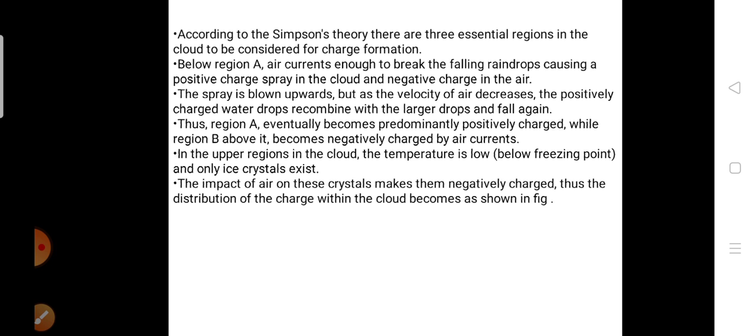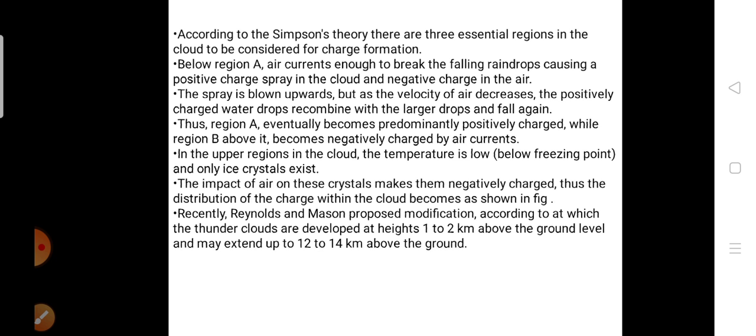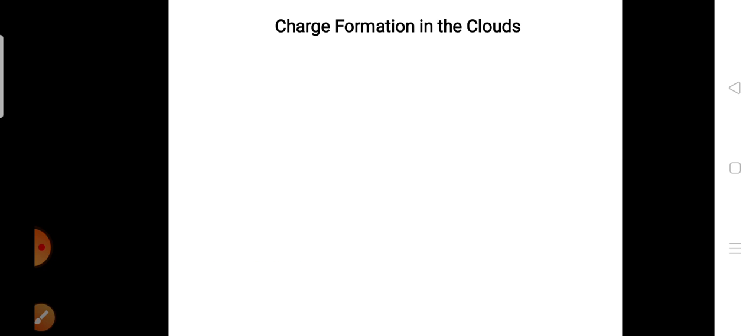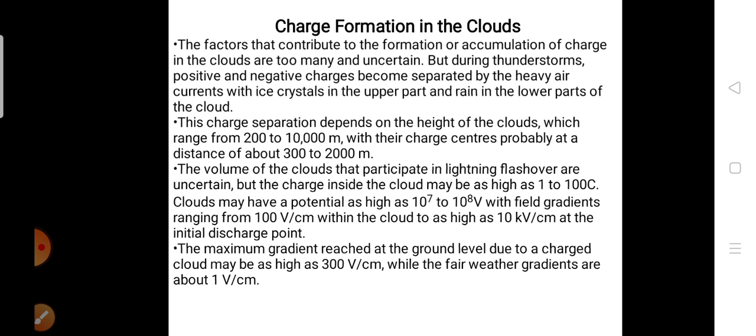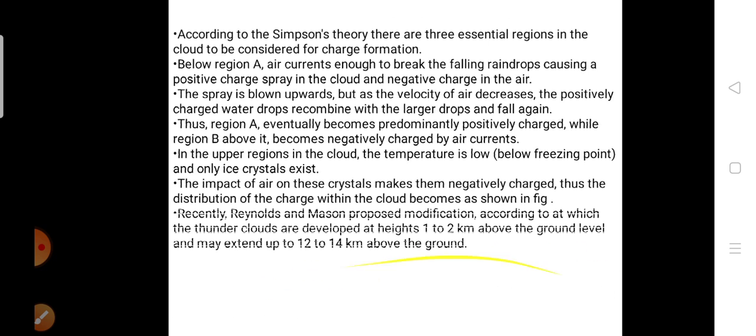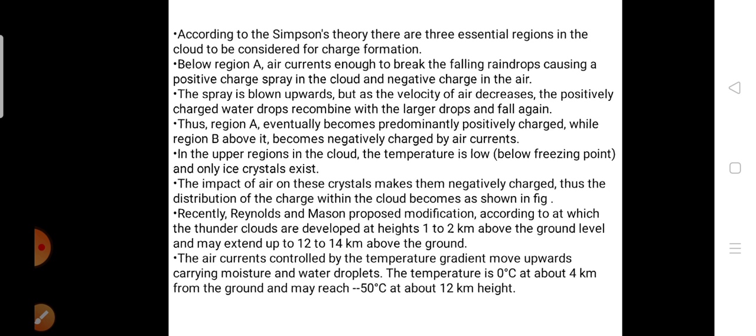But recently, after Simpson, Reynolds and Mason proposed a modification according to which the thunder clouds are developed at heights of 1 to 2 kilometers above the ground level, and these thunder clouds may extend up to 12 to 14 kilometers above the ground.